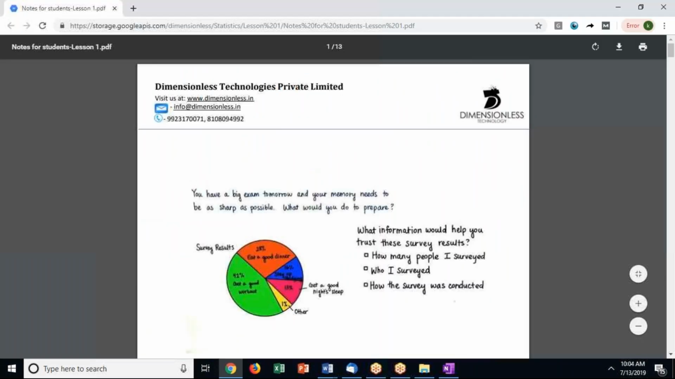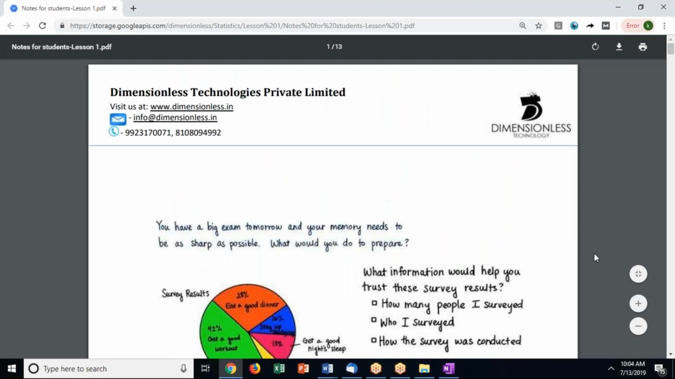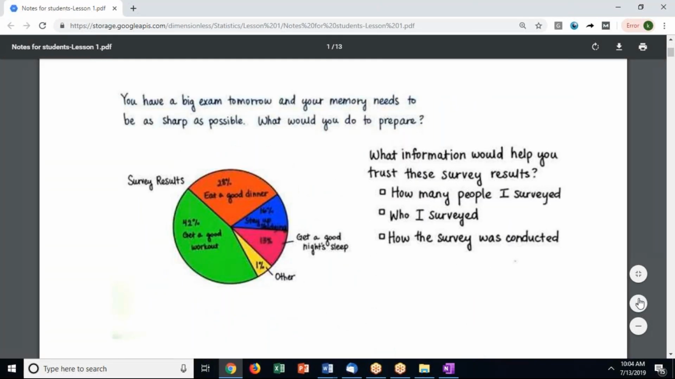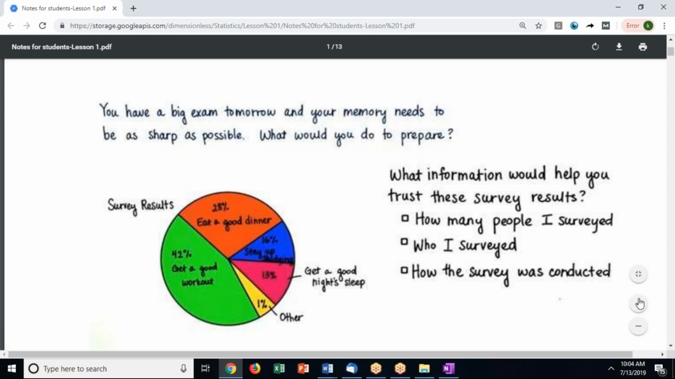Now let's take a simple question, and then you'll have more clarity about sample and population and all these concepts. Suppose you have a very important exam tomorrow, and since you have an important exam tomorrow, you would obviously want your memory to be pretty sharp so that you can do well in your exam. There was a survey where a lot of people were asked: if you have an important exam tomorrow, how would you prepare for it? What do you do one day prior to the exam? Consider it's a very important exam for you.